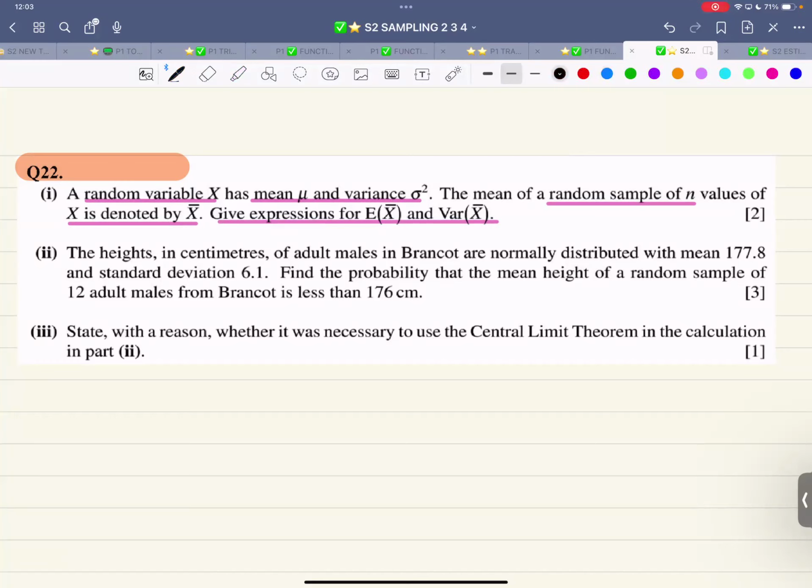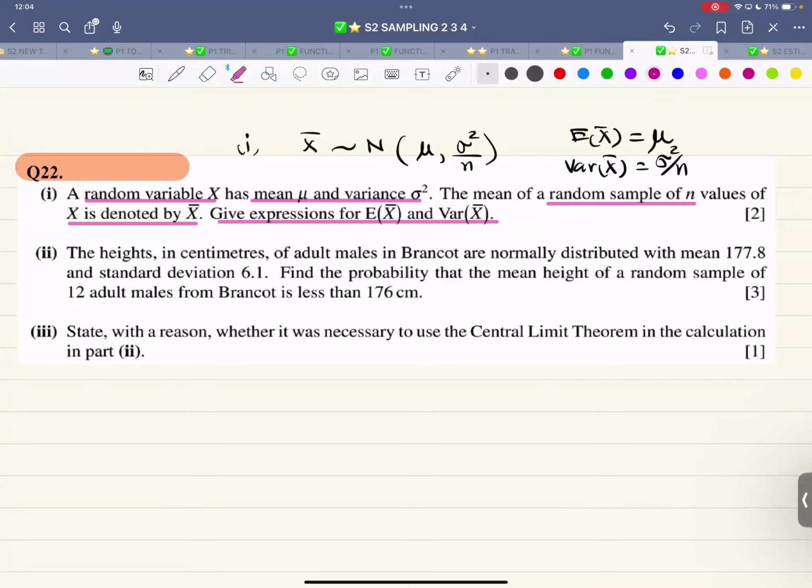So basically for part 1, I'll write x bar follows a normal distribution mu comma sigma square over n. And then we should write it separately because they're asking us. So therefore, expectation of x bar is whatever is written in the bracket, that is mu. And variance of x bar, that is sigma square over n. That is all what you have to write for 2 marks.